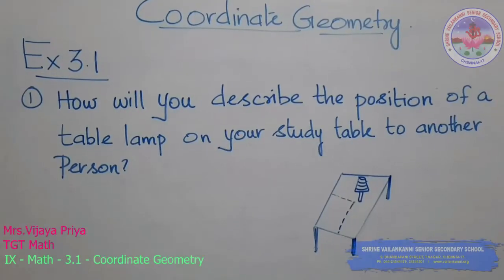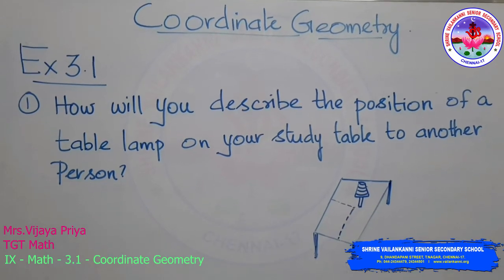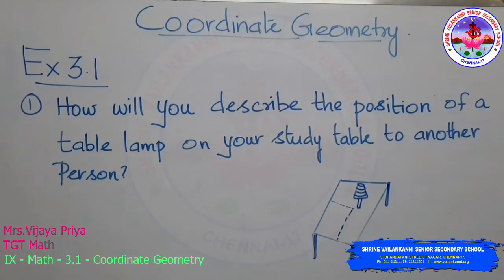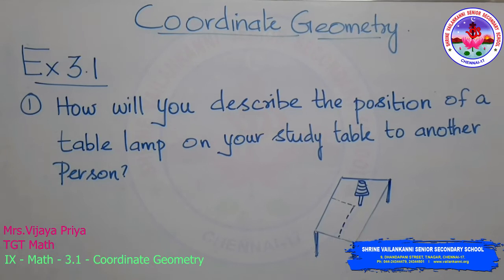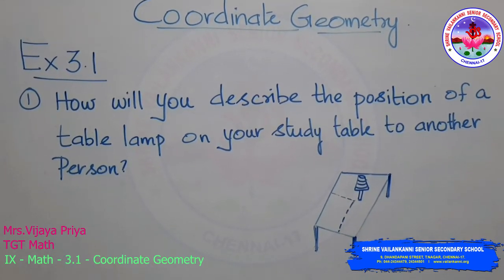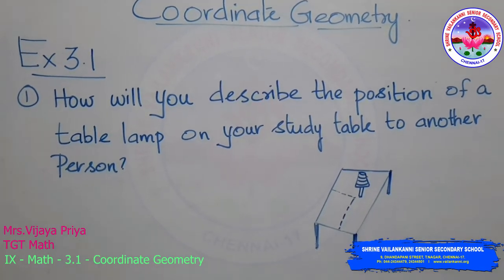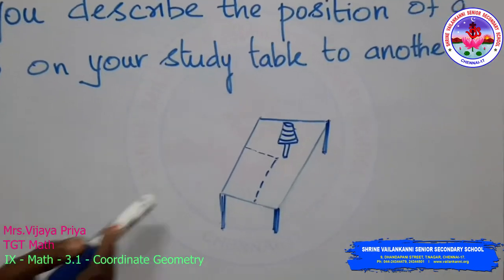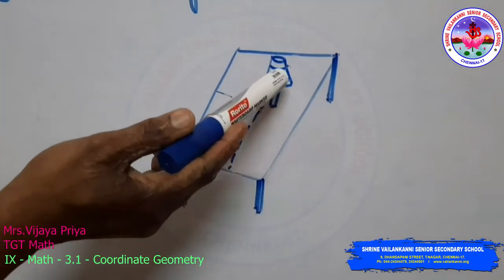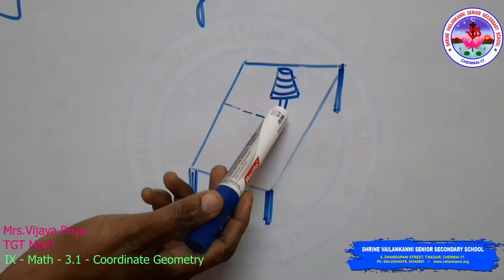Good morning, students. Coming back to the topic coordinate geometry, we are going to see the problems in exercise 3.1. The first problem: how will you describe the position of a table lamp on your study table to another person? He has given the table on which the table lamp is fixed, so you need to find the position of the table lamp on the table.